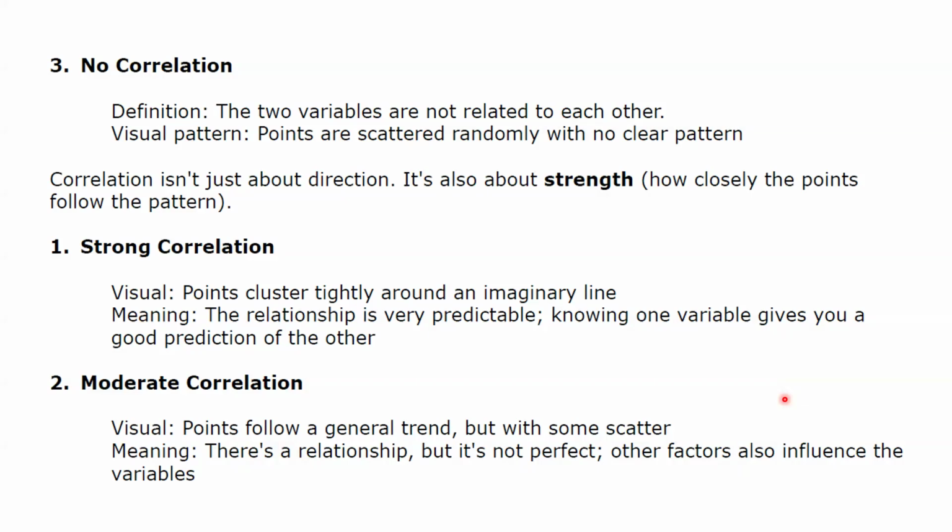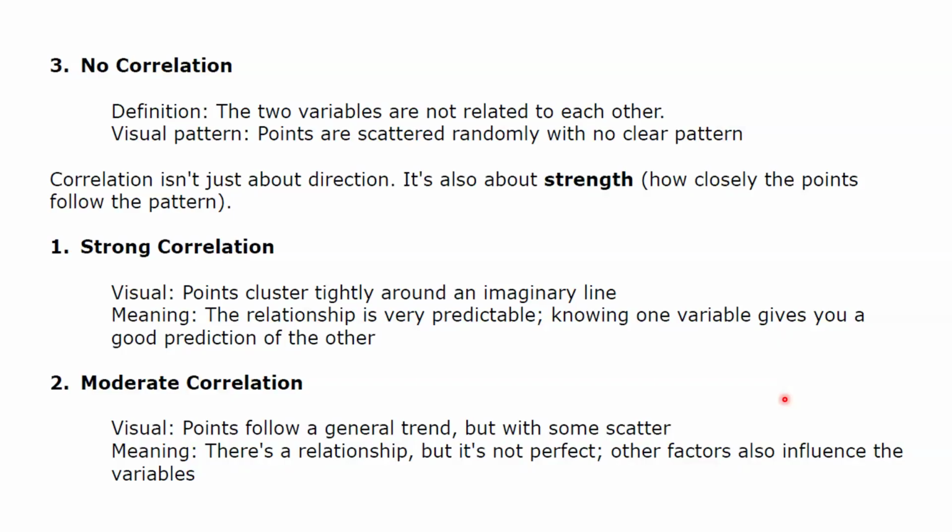All right, so strength of the correlation is next. So we looked at the different types. Now we're going to look at the strength. But correlation isn't just about direction, it's also about strength and how closely the points follow the pattern. And we have three different types of strengths. The first one is a strong correlation, which means the points cluster tightly around an imaginary line. The relationship is very predictable. If you know one variable, you can make a good prediction about the other.